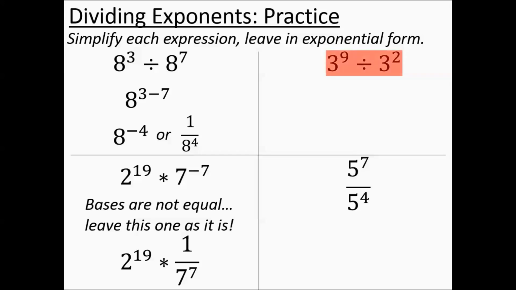So let's look at this one. 3 to the 9 divided by 3 to the 2nd. Everything checks out, common bases. Should be pretty easy at this point. 3 to the 7. Then you have, finally, another division problem, except you just have it in fraction form. 5 to the 7 over 5 to the 4th is going to be 5 to the 7 minus 4, which is 5 to the 3rd.